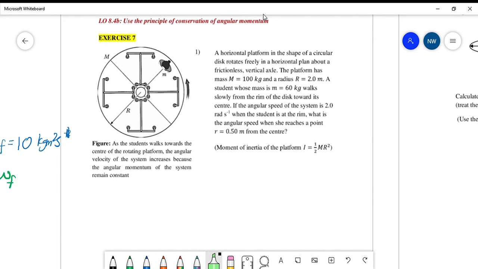For this question, a horizontal platform in the shape of a circular disc rotates freely in a horizontal plane about a frictionless vertical axis. The platform has mass m = 100 kg and a radius r = 2 meter. A student whose mass is m = 60 kg, standing on the platform, walks slowly from the rim of the disc toward its center. So the student moves from the rim of the disc towards the center.